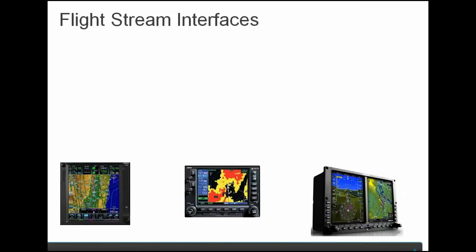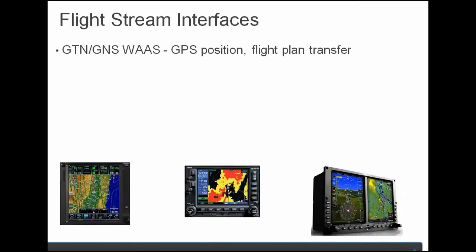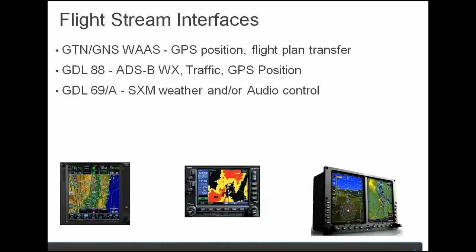Some of the interfaces: the FlightStream interfaces with GTN and GNS WAAS, which communicates your GPS position and does the flight plan transfer. It also ties into the GDL 88 for the weather and traffic, and we'll also get GPS position from there as well. With the GDL 69, you'll get your XM weather onto Garmin Pilot, and you'll be able to control audio from Garmin Pilot.